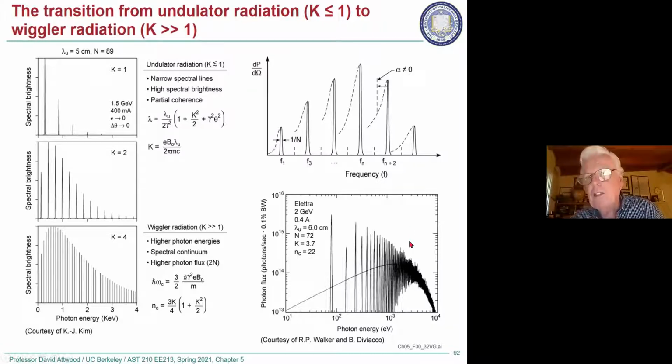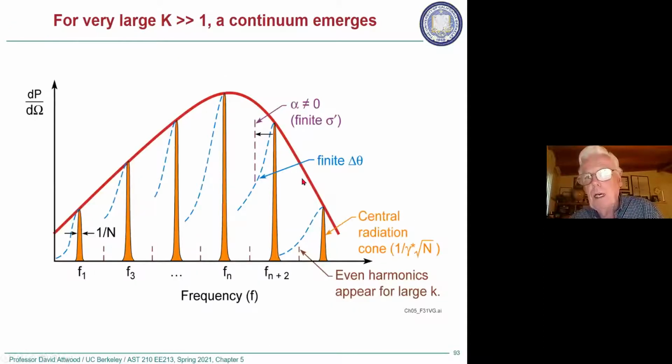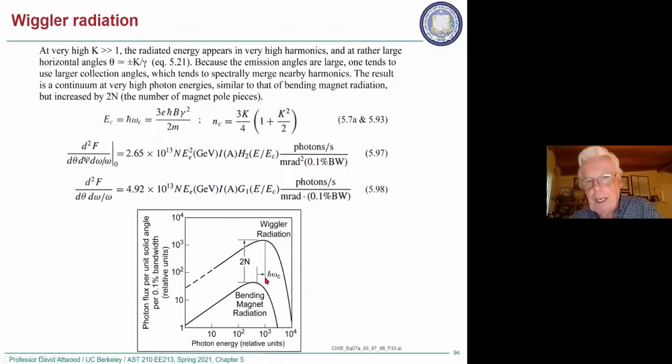So the wigglers, they screw up the beam somewhat. They're not as popular anymore, but they get you to a radiation that looks like bending magnet radiation, but it'll be higher by how many half periods there are, because every half period jerks the electrons and they give off photons, always in almost the forward direction.